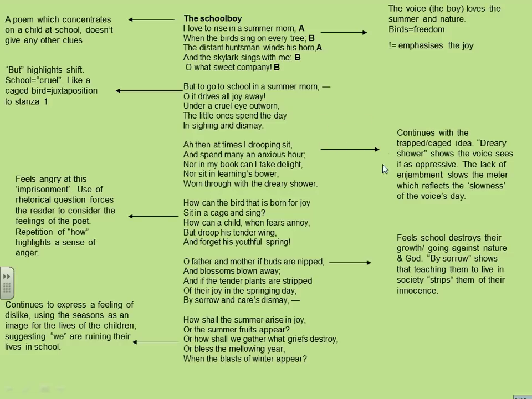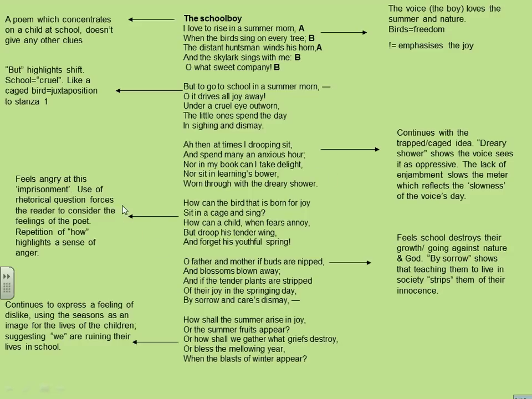Then we move through. Stanza 3, we continue with the trap, the cage idea. 'Dreary shadow' shows the voice sees it as oppressive. The lack of enjambment slows the meter, which reflects the slowness of the voice's day, suggesting that school has made it dreary. We've got 'drooping'. These longer vowel sounds here make the day seem longer, more procrastinated. It's a good word for you.